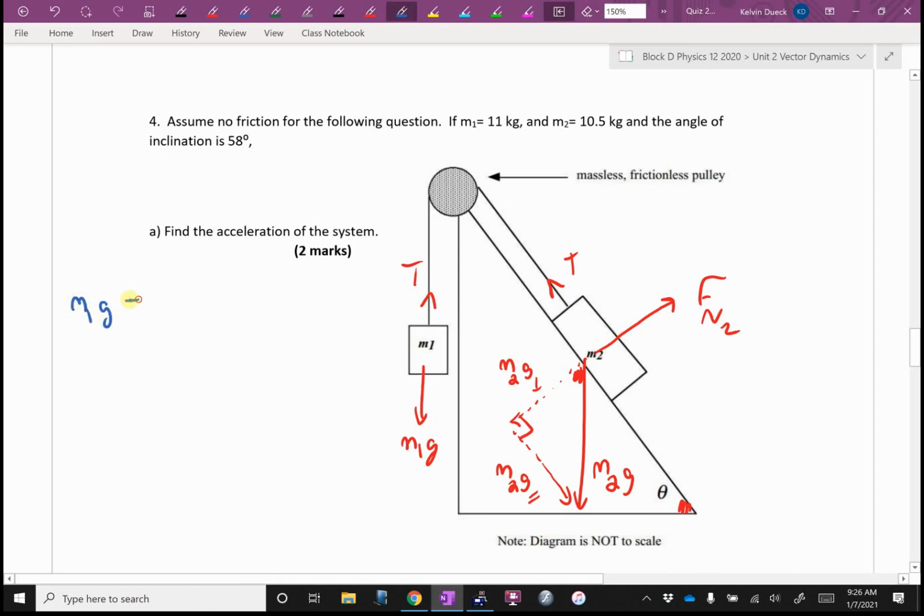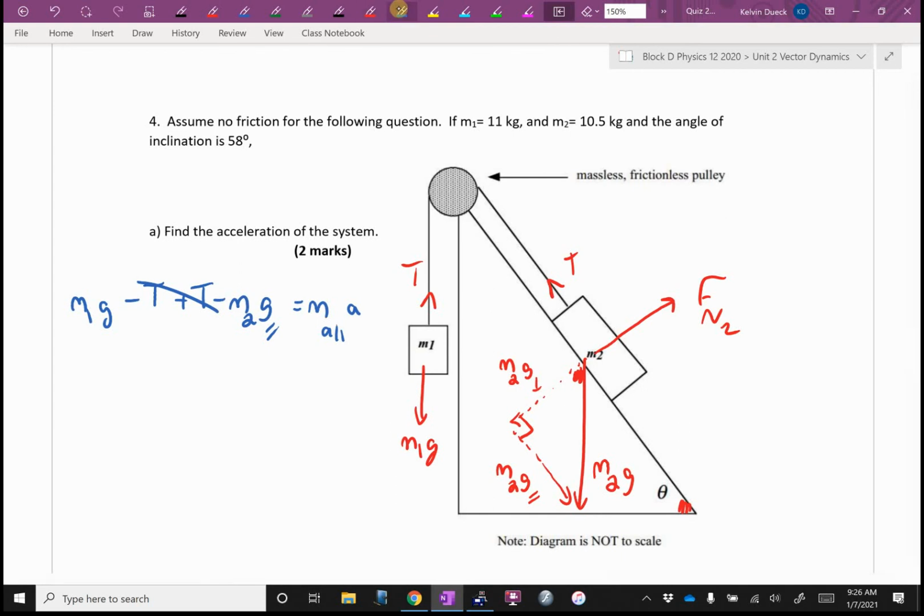M1G minus tension plus tension minus M2G parallel equals M total A. I haven't done this since before Christmas. I've missed this. I didn't ask you to find the tension yet, I don't think. I probably did in part B. I hope I did in part B. Okay. So for now, tension cancels, though you're right.